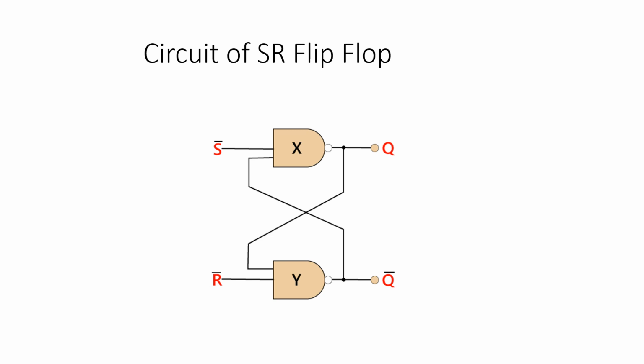This is a circuit diagram of the flip-flop. S and R, two inputs, are used, and Q and Q bar, the two outputs, are used. The S input is fed back to the Q bar and the R input is fed back to the Q. This is the circuit of the SR flip-flop.